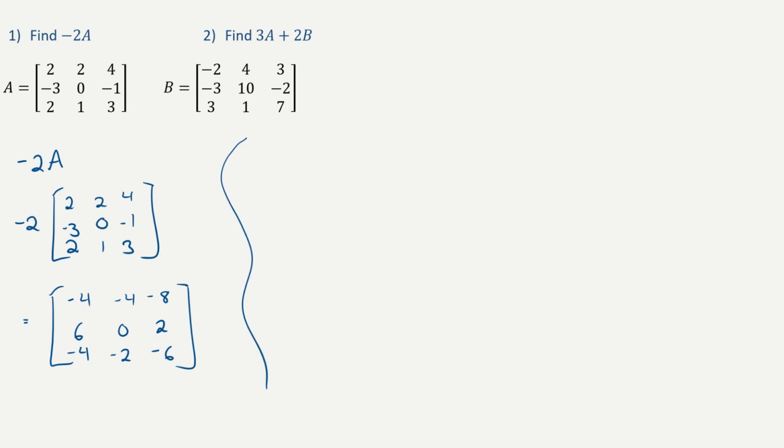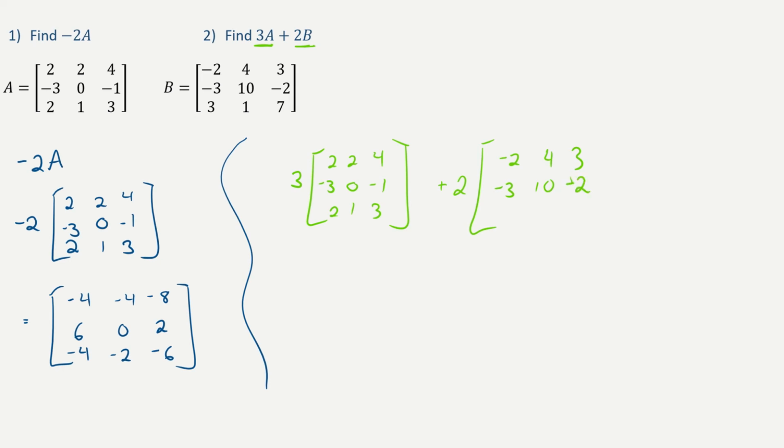Now it's saying find 3A plus 2B. So we first have to go 3 times matrix A, so I'll write that here. And then we have to add to it 2 times matrix B. And you notice that notation, 3 capital A plus 2 capital B. That capital letter is often used to denote a matrix when you are dealing with matrix problems.